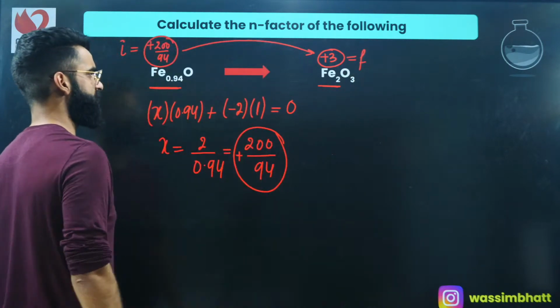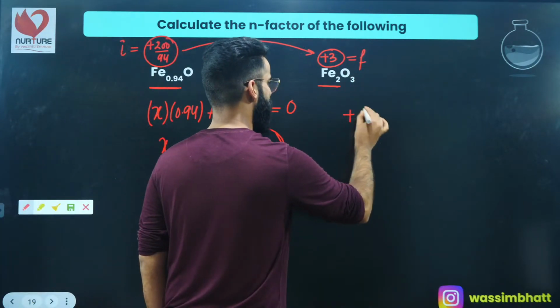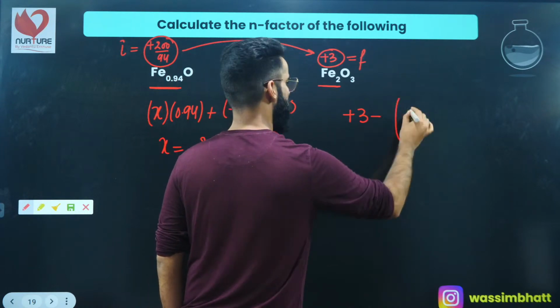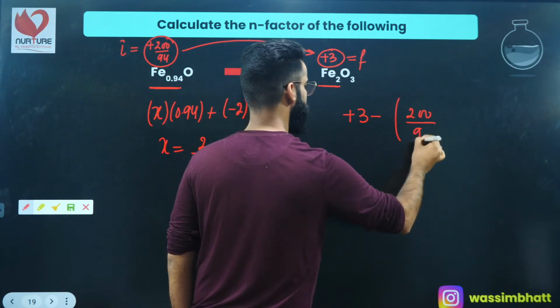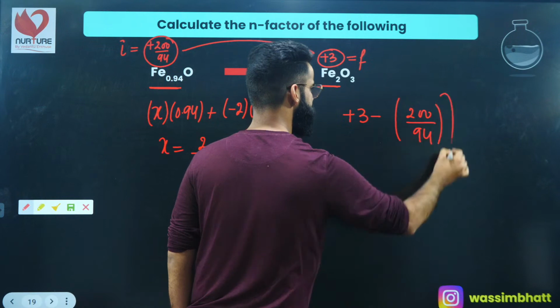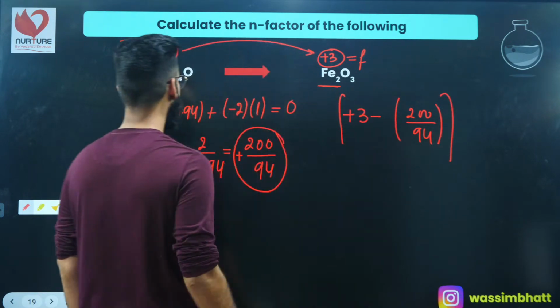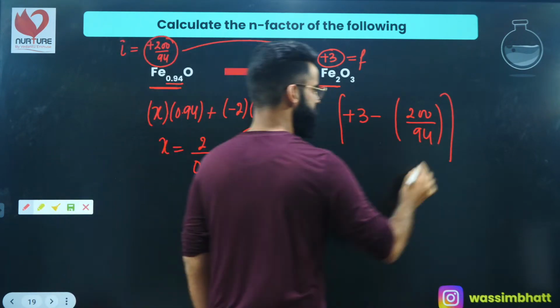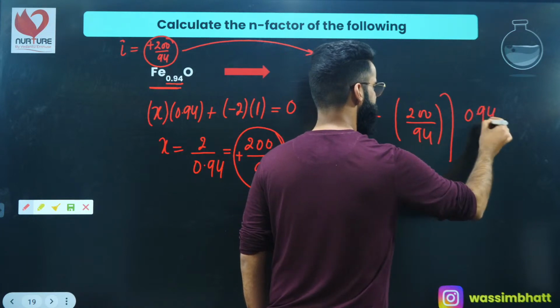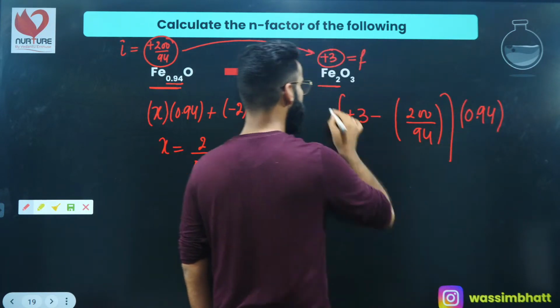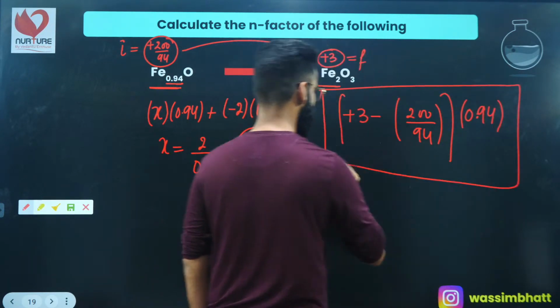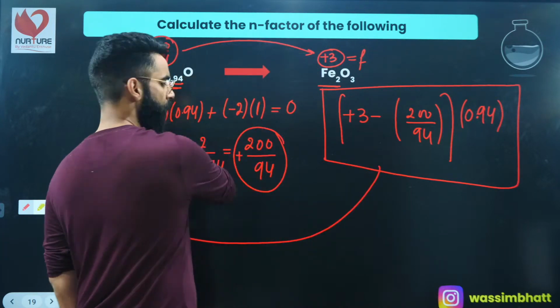Calculate the change in the oxidation state of iron, which is going to be equal to the final oxidation state of iron minus the initial oxidation state, which is 200 divided by 94. This is the change in the oxidation state for 1 atom of iron. And how many atoms of iron do we have? 0.94, so I'm multiplying it with 0.94. Just solve this value. This is going to give you the N factor of this species over here.